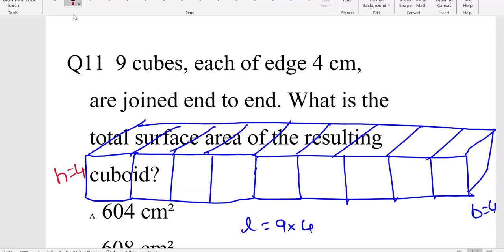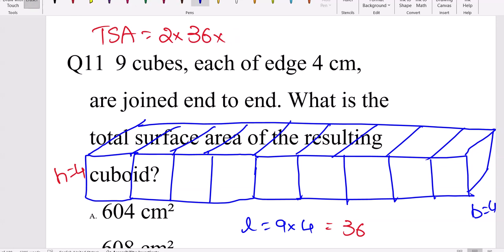Right. Now, some of you will say, sir, I don't want any formulas in my mind. No problem. I'll tell you right now how the formula came. Total surface area means overall outside area. Front side, what is there for you? Front side area. What is the length of the front side? 9 into 4, okay, height 4. So this is 36 right here. Length is 36. So the front side is 36 into 4. Back side also 36 into 4 only, right?